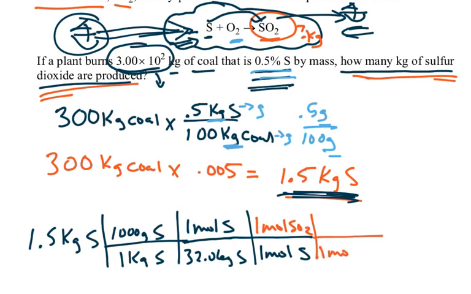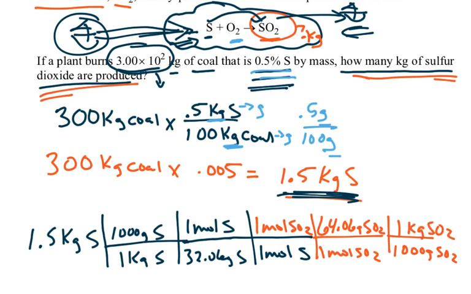Now for every mole of SO2, there's 64.06 grams. And then for every 1,000 grams of SO2, 1 kilogram of SO2. Now, you should recognize there's 1,000 here, there's 1,000 here. So really we could have just done the problem in kilograms and it would have been okay.